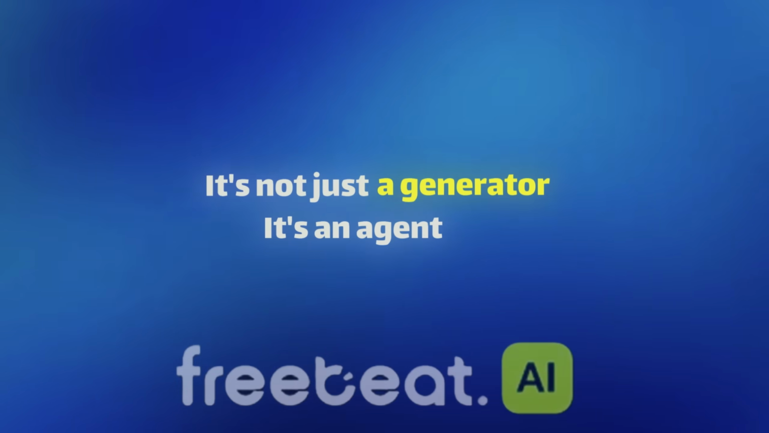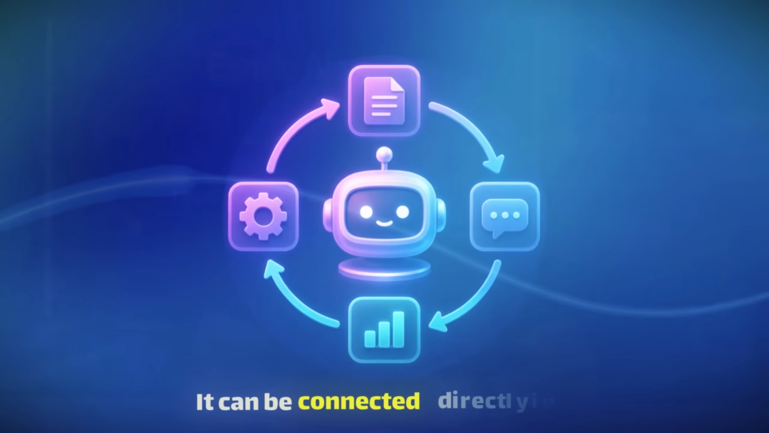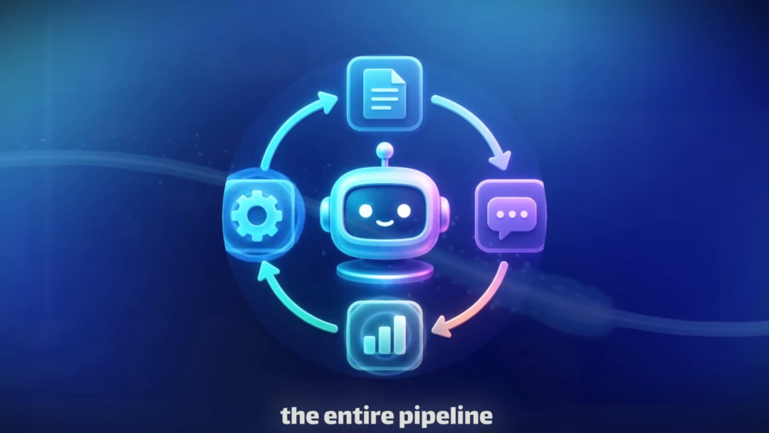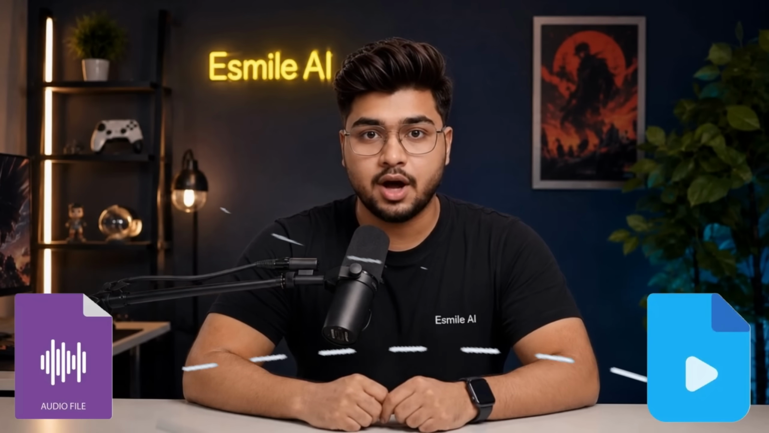What really makes Freebeat different from every other tool I have tested is that it is not just a generator, it is an agent. It actually supports MCP integration, meaning it can be connected directly into your own AI agent workflows, letting you automate the entire pipeline from raw audio to a published video without manually opening the platform every single time. On top of the main agent, the toolbox gives you more than 20 additional creator tools for turning music into dance videos, lyric videos, looping cover art for platforms like Spotify Canvas, and other formats, all powered by the same underlying engine.